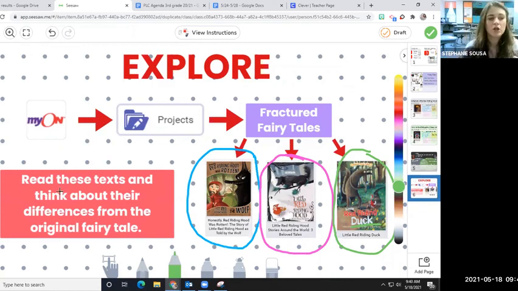Okay. You're going to read these texts and think about their differences from the original fairy tale. So enjoy your reading. I want you to listen to or read each one. And I want you to remember that you're doing research right now. You are writing your fractured fairy tale starting at the end of the week. How do you want your fractured fairy tale to be structured? You're getting ideas from these texts. Okay? All right, friends, that's your work.